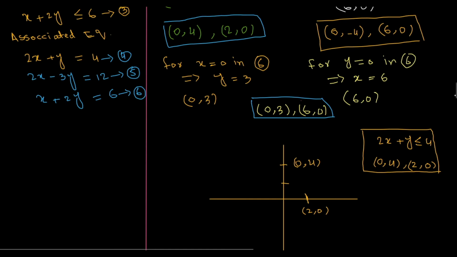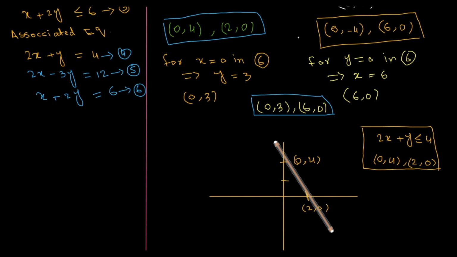Okay, and if we draw the line from these 2 points, our line will be just like this. Now we check the test point. The test point is when we put x is equal to 0 and y is equal to 0, which means we will put the point 0 comma 0. So 0 comma 0 means the origin over here.